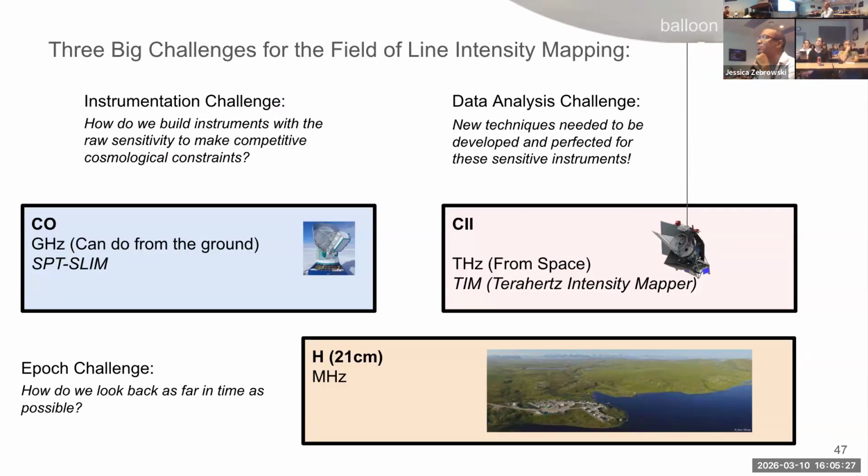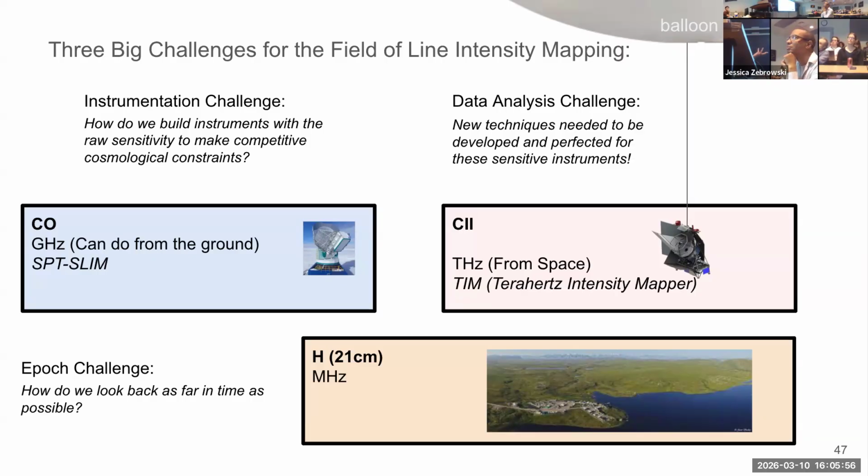Okay, so other than the continuum, the three big challenges that I see in line intensity mapping are this instrumentation challenge, the data analysis challenge, and the epic challenge. So the instrumentation challenge is, how do we build instruments with the raw sensitivity to make competitive cosmological constraints? And I think when you're in a regime where you're just looking for raw sensitivity, you're trying to eke out the maximum signal. However, we also need new techniques to be developed and perfected for these sensitive instruments, which is this data analysis challenge.